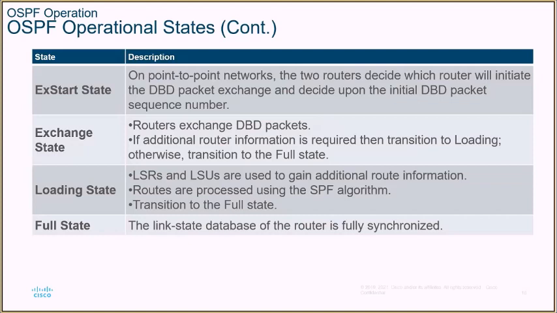Once that's happened, then you need to go to the loading state. And so also the LSRs and LSUs are done in that. Routes are processed using the SPF algorithm, and then you transition to the full state. And so the full state is basically everything is good. The link state database of the router is fully synchronized with its neighbors. And so they're all very, very happy and things are going well. And so when you do that show ip ospf neighbors command, you would normally be looking for routers being in the full state with their neighbors, because that shows it's a happy place to be.